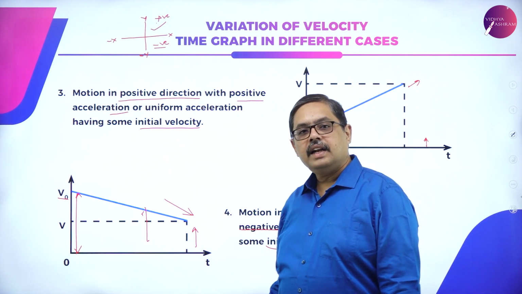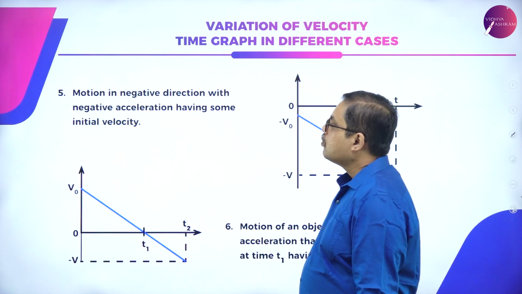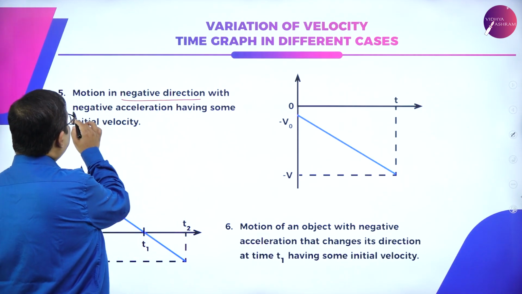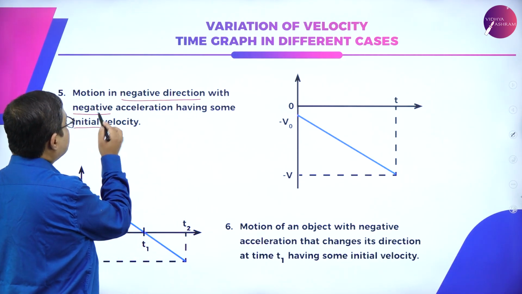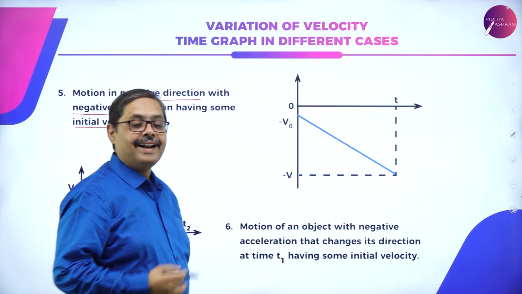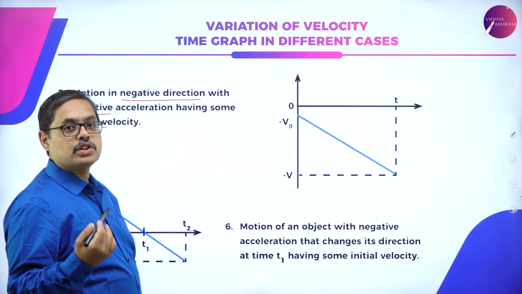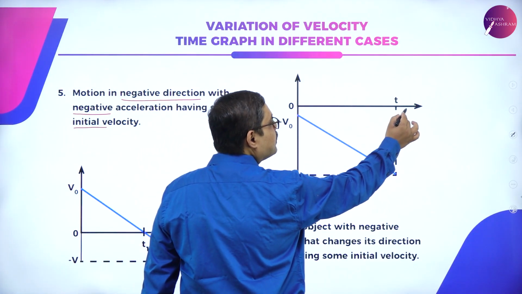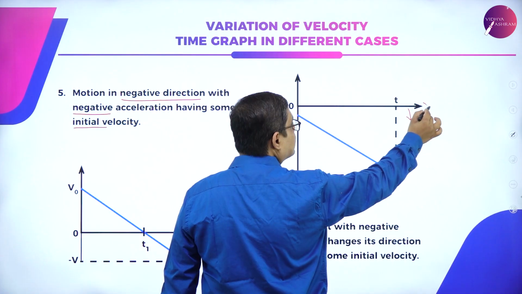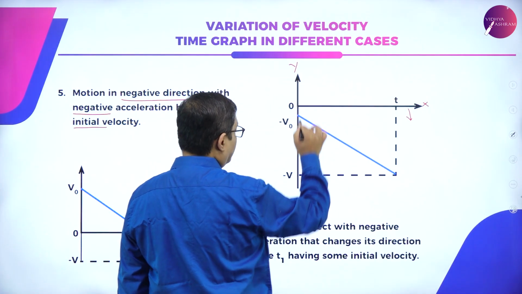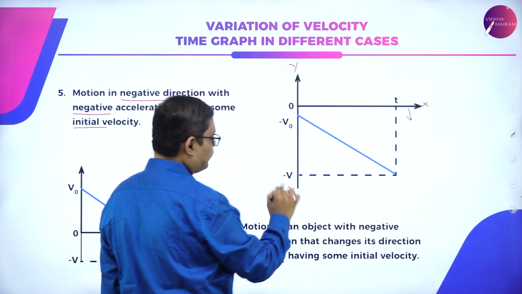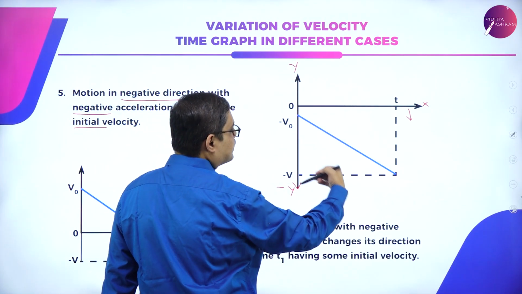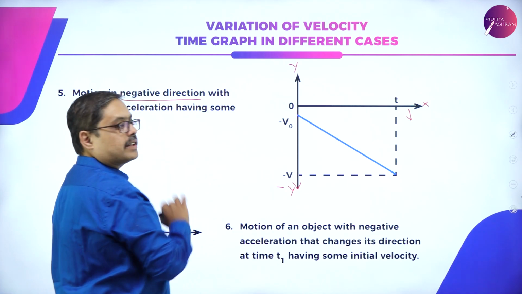Okay. Let us check a couple of more conditions. Motion is in a negative direction with negative acceleration having some initial velocity. Until now we studied two conditions where the motion was in positive direction. It was above the x-axis. Here it is below the x-axis. This is x, this is y, this is minus y. So whenever the motion is below the positive x-axis, I call it a negative direction.